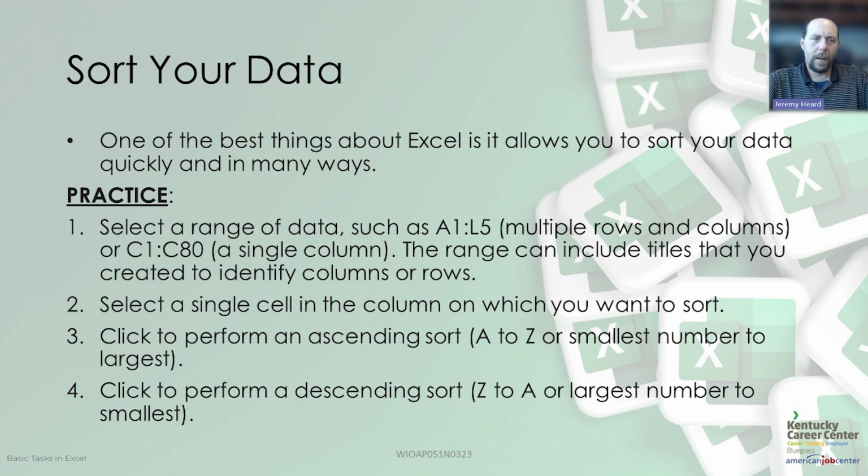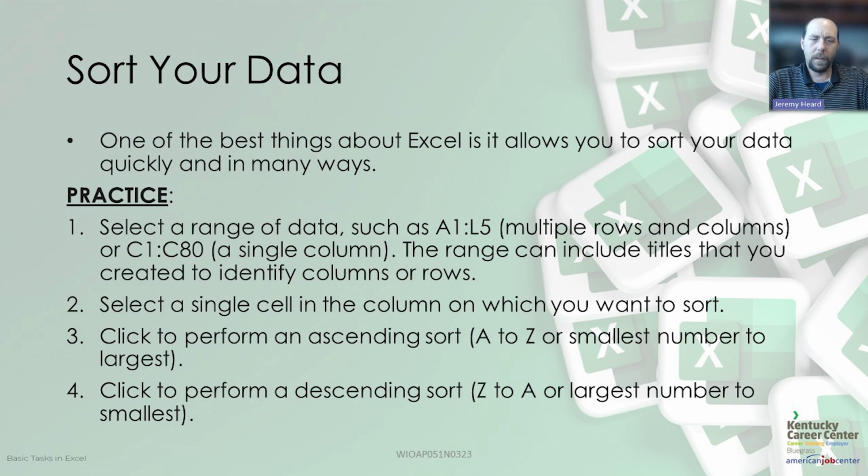Sometimes you want to show data in a sorted way. For instance, you want to show numbers from lowest to highest or highest to lowest, or you want to show a list of names in alphabetical order. Excel does that very well. So all you have to do on those is simply select that data that you want to sort, and then up in the home button, you're going to see sort A to Z or sort Z to A.